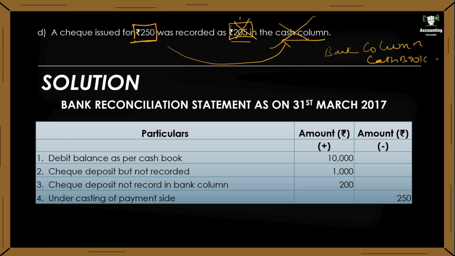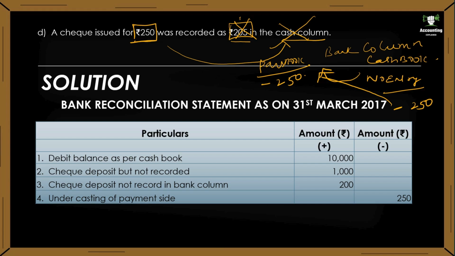Okay, so in the bank column no entry is passed, whereas in the passbook they would have reduced this 250 rupees correctly. So we are going from the bank column of the cash book to the passbook. So this 250 only, if it is reduced from the cash book, that is from the bank column, we will get the balance of the passbook correctly. So in the solution what we are going to do is undercasting of payment side, that is check issued but not recorded in the bank column of the cash book, we will write the amount in the minus column, rupees 250.